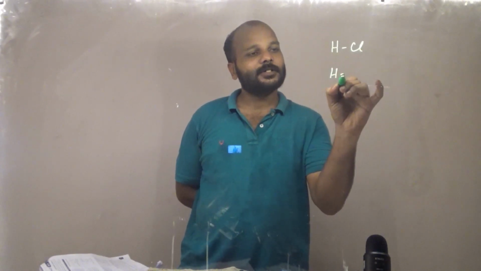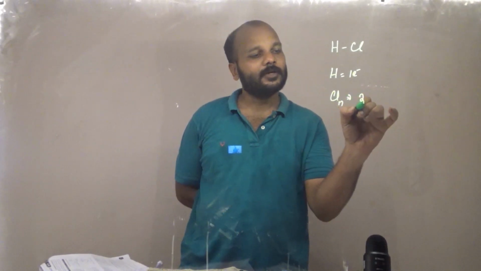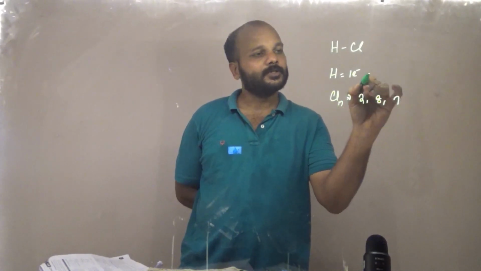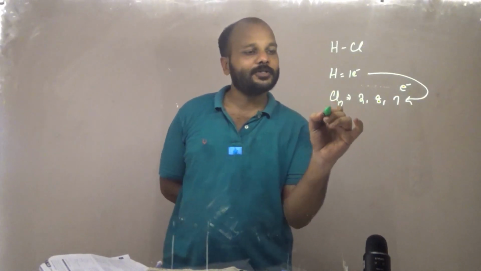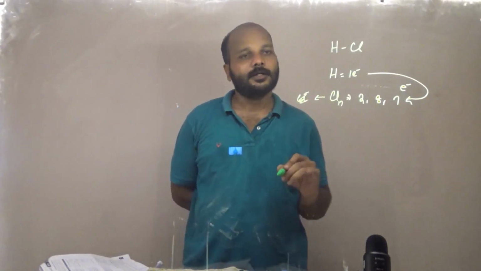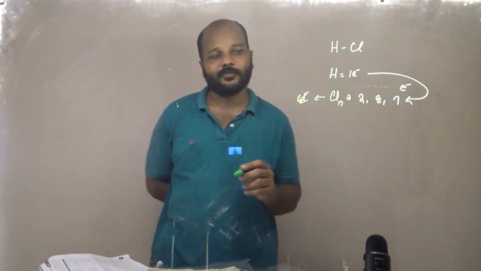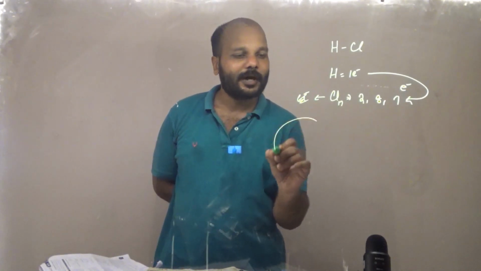So hydrogen has one electron. Chlorine, atomic number 17, has the configuration 2, 8, 7. So this one electron is going to be donated to chlorine, so that chlorine changes to Cl minus, sorry, let's see how it will be changing. Of course, chlorine is going to develop a partial negative charge. So I can draw like this.